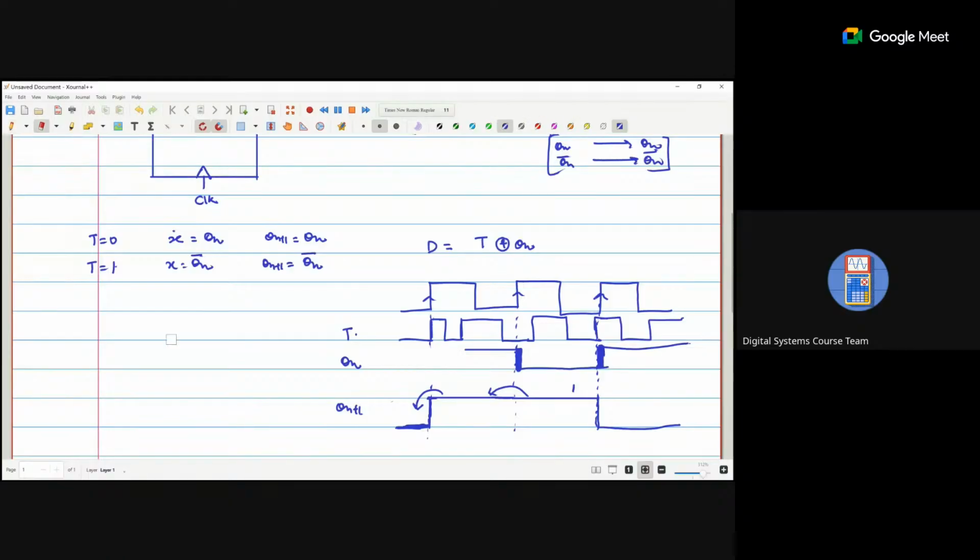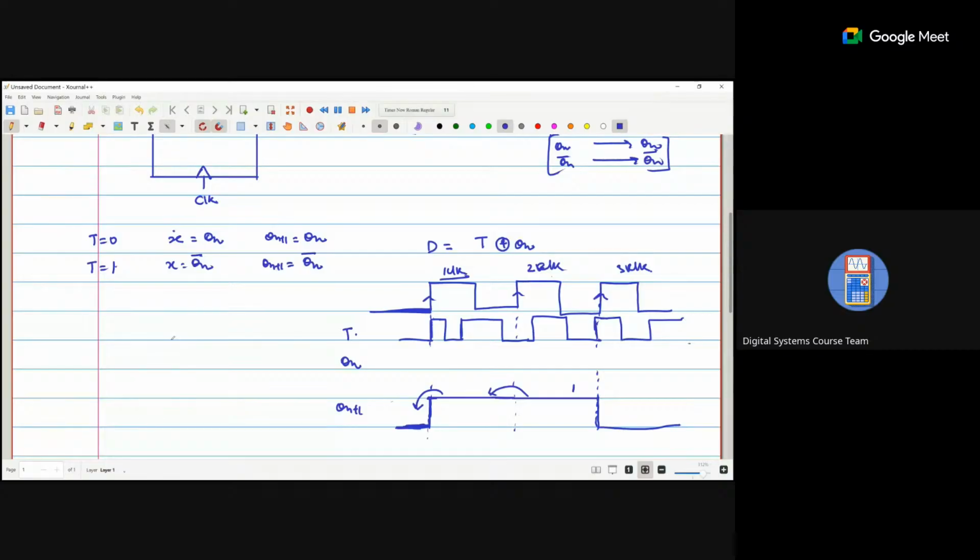Don't be confused with this one. Okay, I just remove that. So if the first, second, and third clock appear: for the first clock, the 0th clock will be the previous output. For the second clock, the first will be the previous. For the third clock, the second is the previous output.